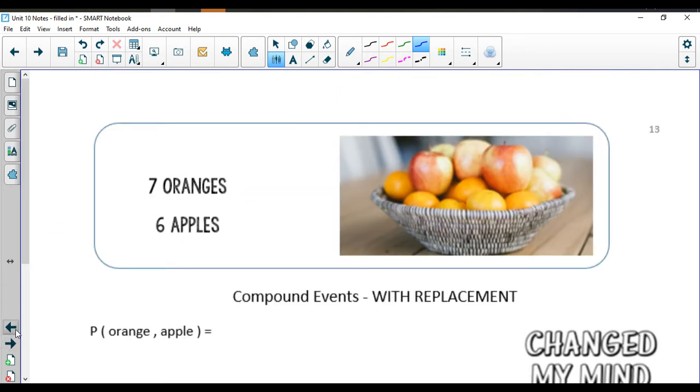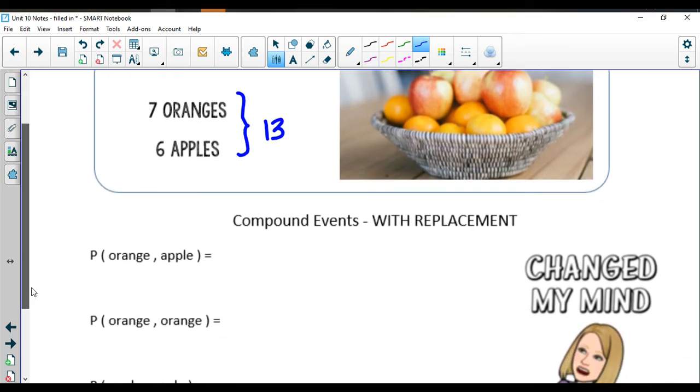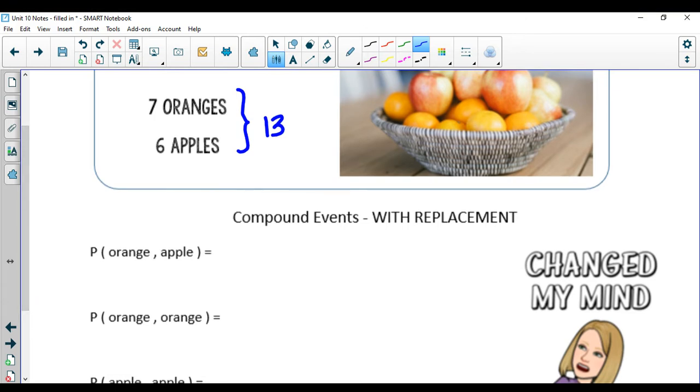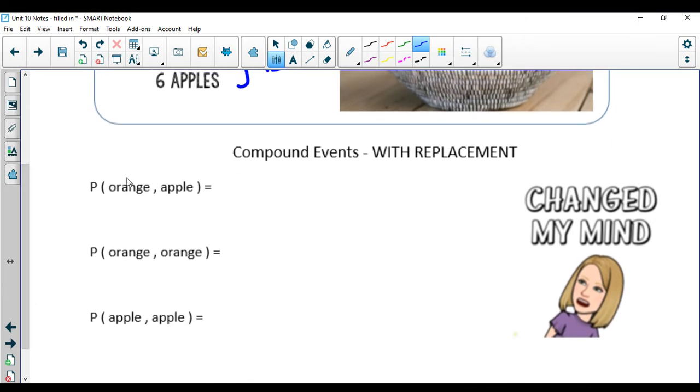When you take a look at the next page, page 13 in your notes packet, we are now going to talk about 2 different scenarios that can happen when we're picking more than one piece of fruit. Again, we're still talking about the scenario where we have 7 oranges and 6 apples for a total of 13 pieces of fruit. In our first scenario here, we're going to talk about compound events, which is 2 things that happen with replacement. So when I say with replacement, it means you're going to make your first selection. You're going to look at it, say, oh, nope, I changed my mind. Put it back in the fruit bowl before you make your second selection.